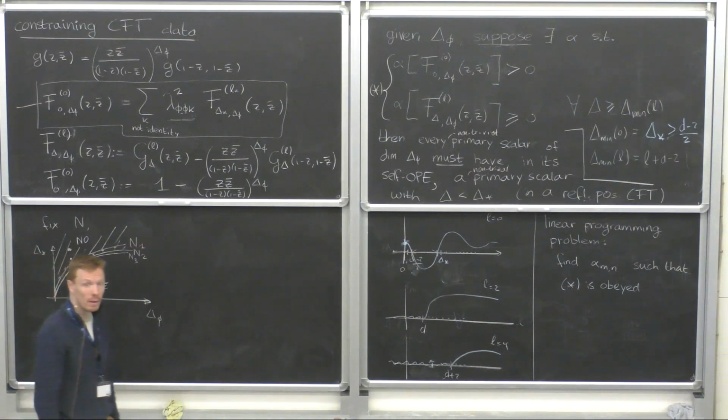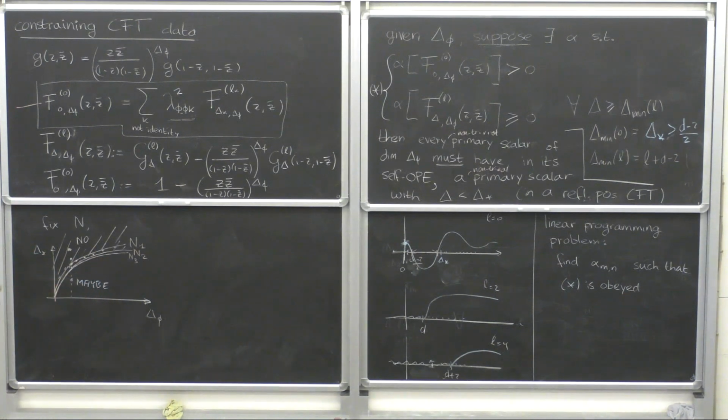Can you clarify how finding a bound on delta star is solving the problem? It's not. Not yet. So this is what the plot looks like.